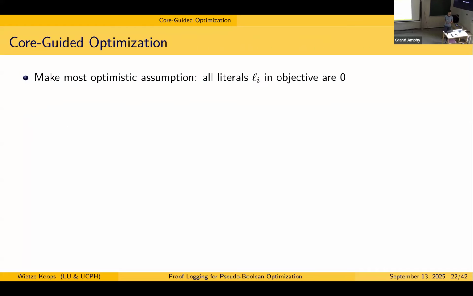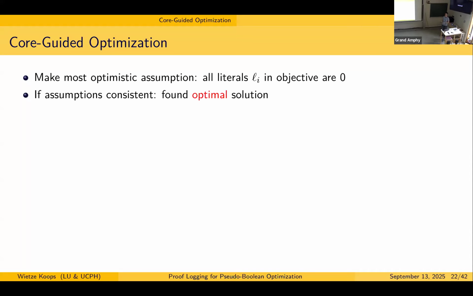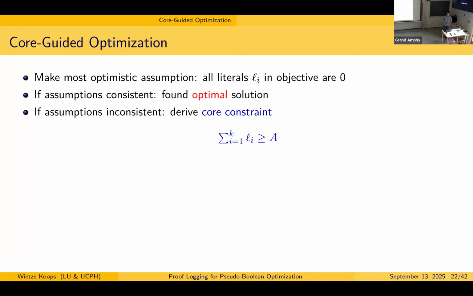One particular way to do this is core-guided optimization. Core-guided optimization makes these assumptions in the most optimistic way. It's saying, I have my objective. It would be great if all the literals in the objective are 0. Then my objective value is 0 or some constant term that I have, and that's clearly the lowest value I can achieve. So if these assumptions are consistent, then automatically the solution that I find is optimal. That would be great. Well, usually it's going to be inconsistent in the start.